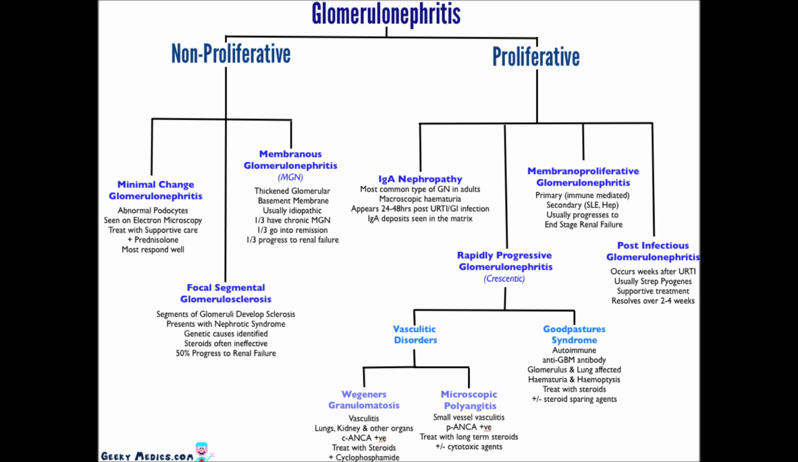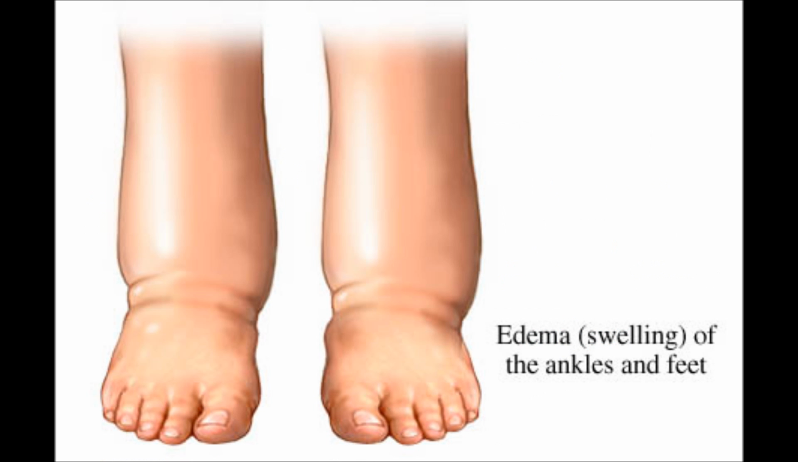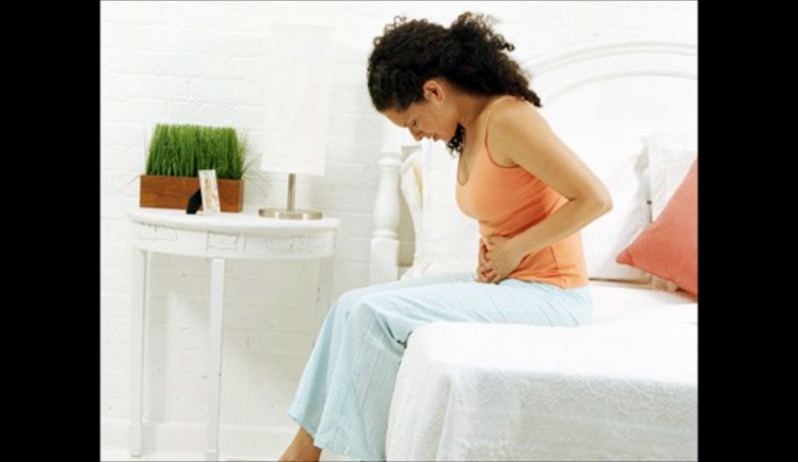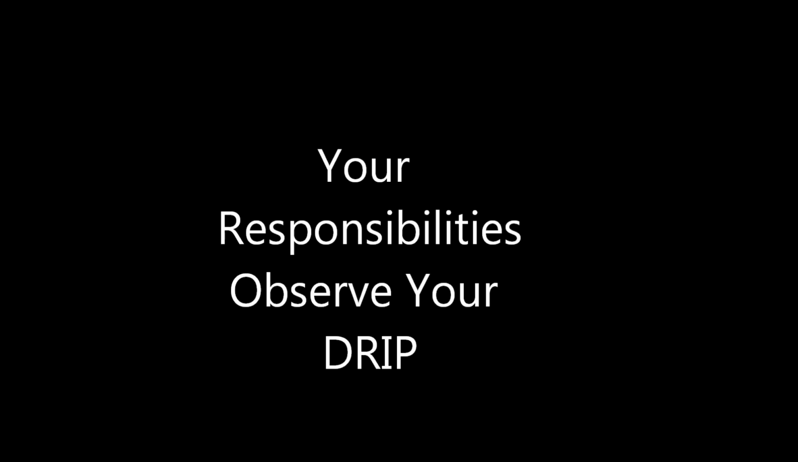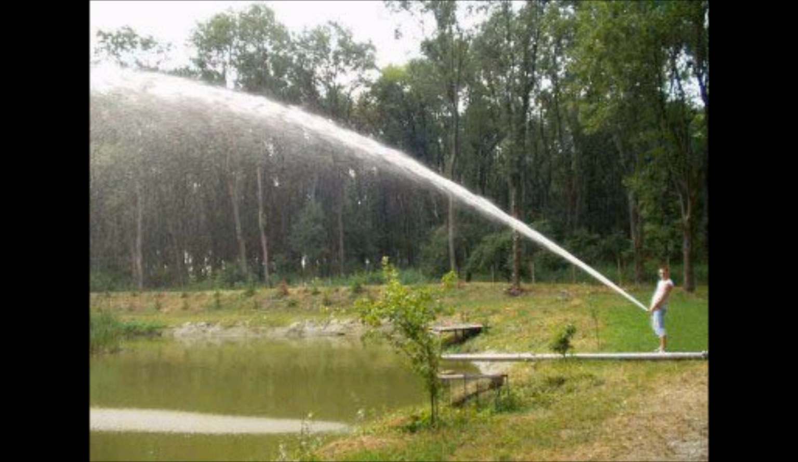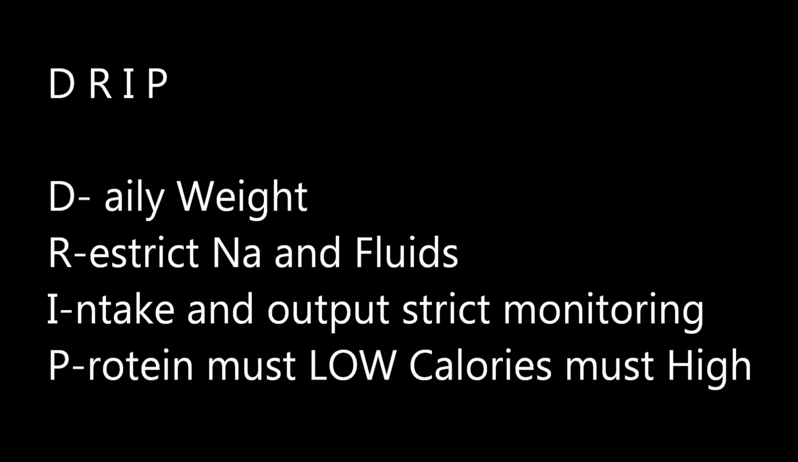The question asks about early symptoms. So acute glomerulonephritis is a group of kidney diseases resulting in inflammatory changes from immunological responses. Signs and symptoms will be edema, abdominal pain, hypertension, fever, and what would be your nursing responsibilities? You have to restrict the patient from sodium and water. You have to do daily weights, I&Os, bed rest, and a high calorie, low protein diet.